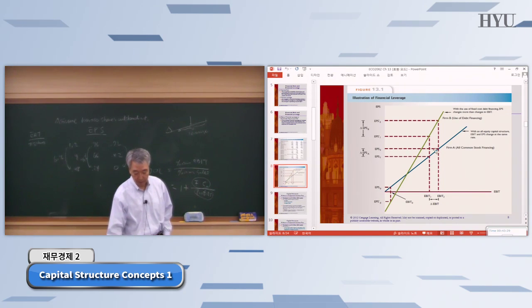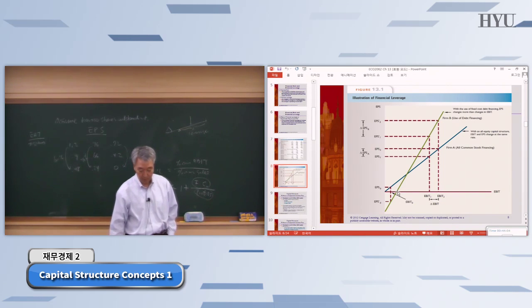However, if you have some debt, this is the case with the use of fixed cost debt financing. We have a steeper slope, which means for the same amount of increase in EBIT, you will have a lot larger increase in EPS. You see that? It's easy to increase return on equity when you increase your operating income by a certain amount. But what happens when the EBIT goes down?